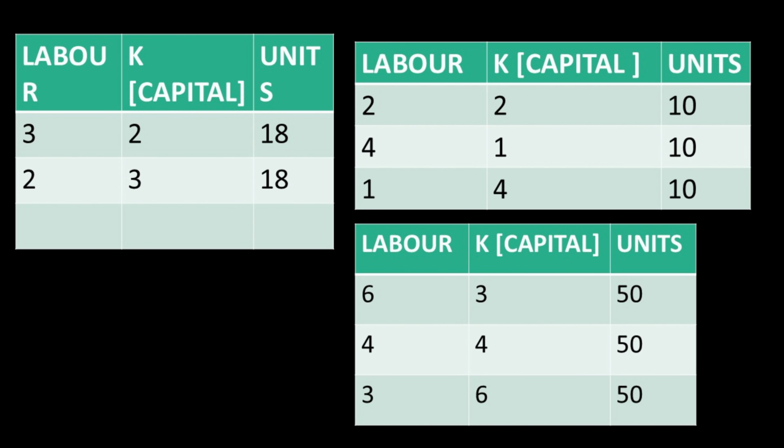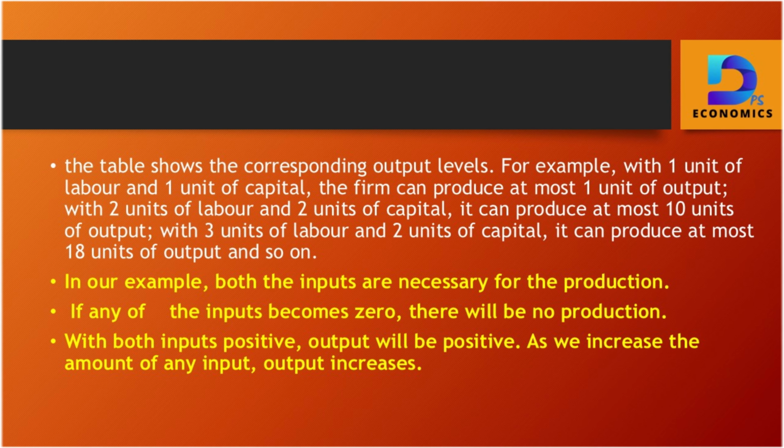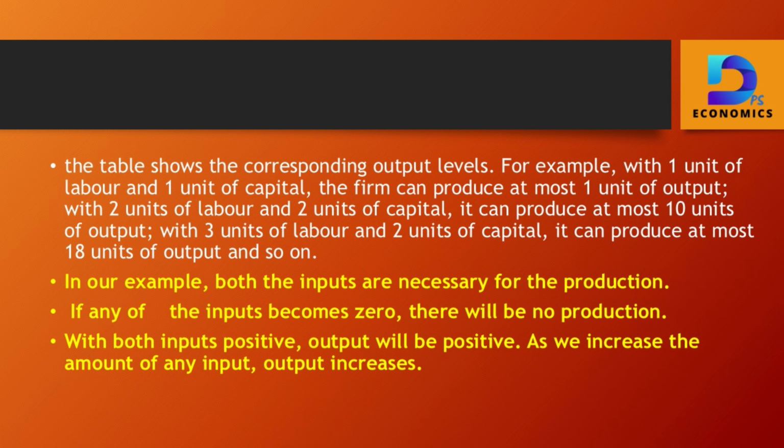If any of the inputs become 0, there will be no production. In our example, both the inputs are necessary for the production. With both inputs positive, output will be positive. As we increase the amount of any input, output increases.